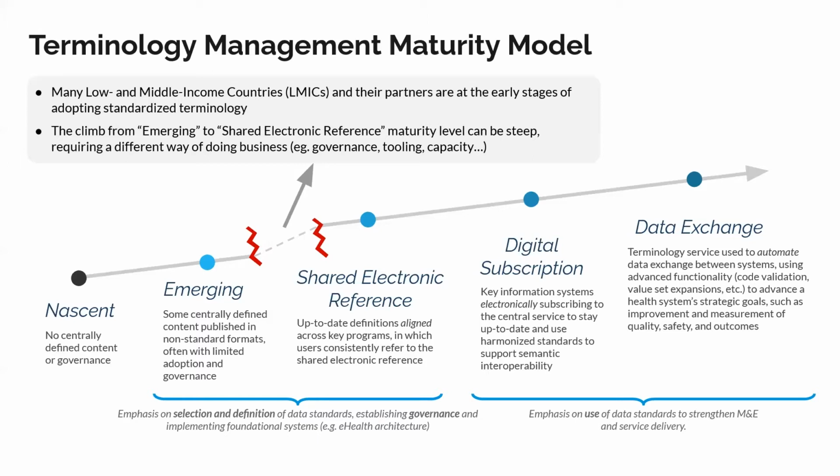The next step would be digital subscription, where architectural components can begin to subscribe to content, to update their local codes based on content that's been published centrally. And then the fifth stage is data exchange, where you're beginning to automate data exchange using a terminology service to support those workflows. And there are other maturity models available that discuss terminology services, but all of them begin at the data exchange level and could walk through more sophisticated workflows for data exchange.